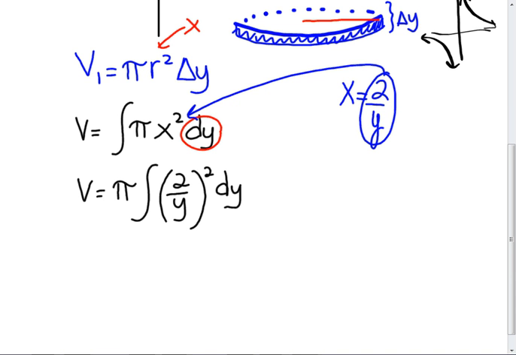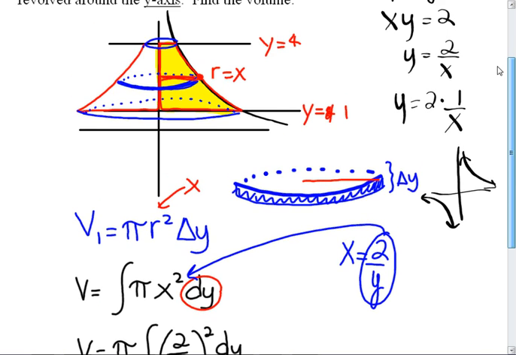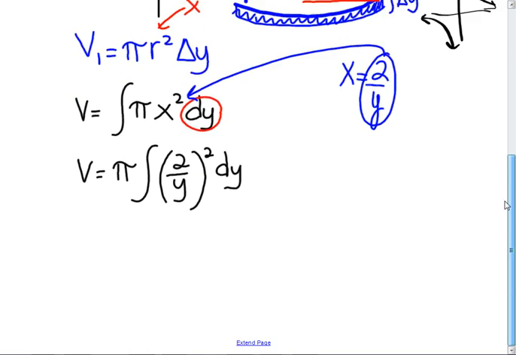Okay, what are the y's going between? Let's look at our picture. Oh, this is easy. 1 to 4. I put it there. This is where we get graded. That's where you get the grade. The rest of it's just working to get there.